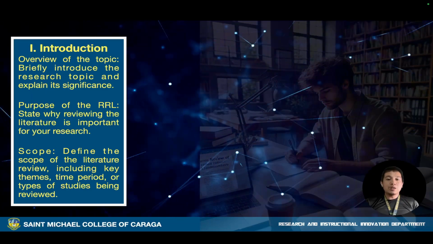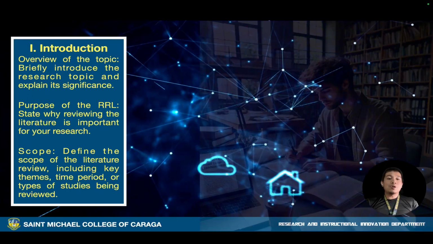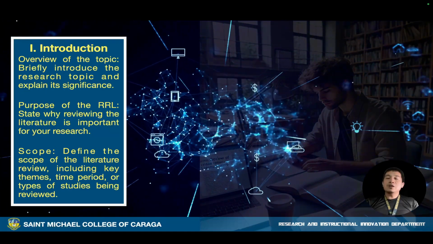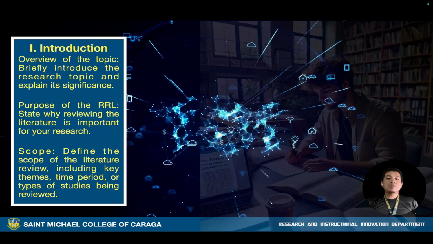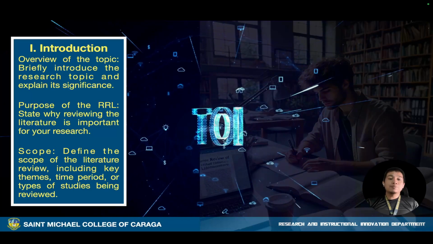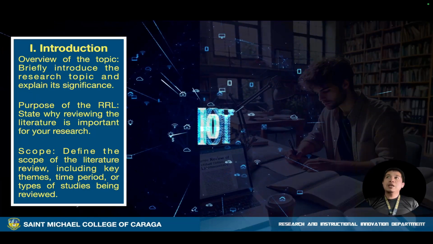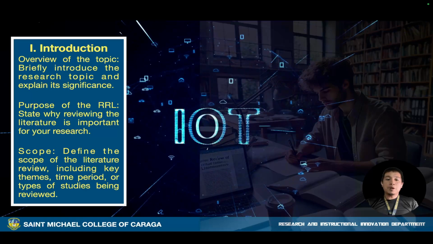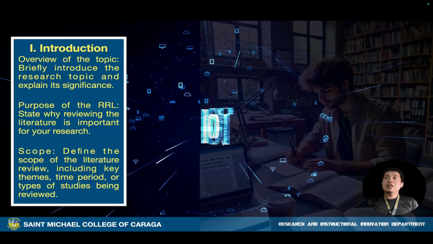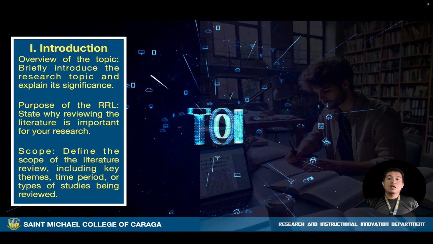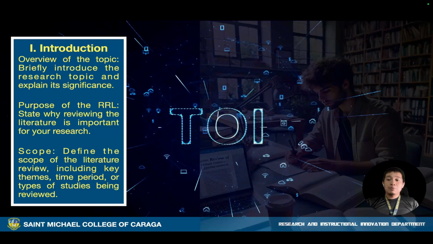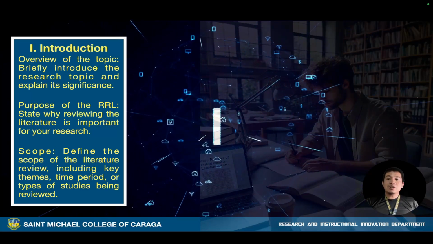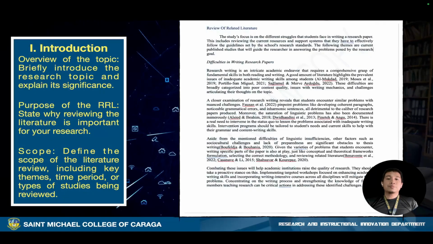Also, make sure to define the scope of the literature. You look at the themes, the time period, or perhaps the type of studies being reviewed. In your paper, if you are using a module from the criminology department, you will see there the different types of literature review. But on this discussion, we're going to focus first on its structural foundation.